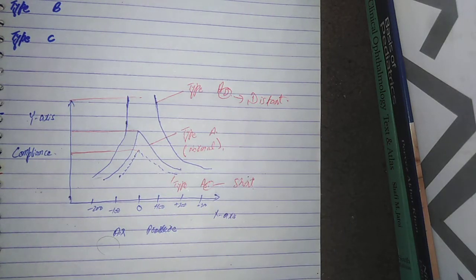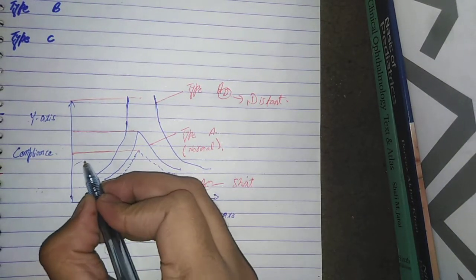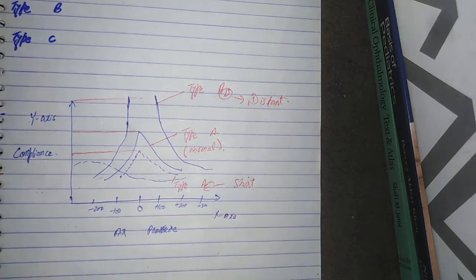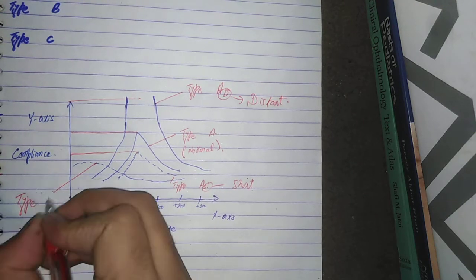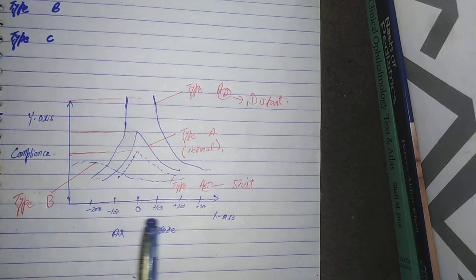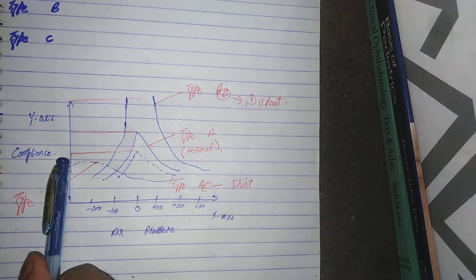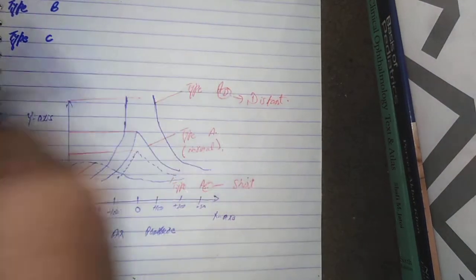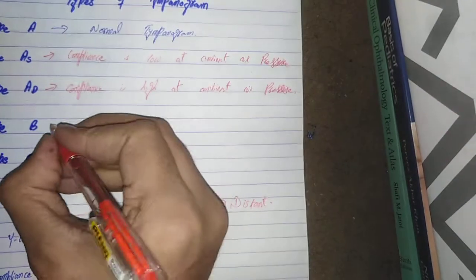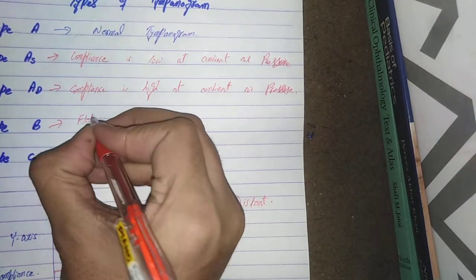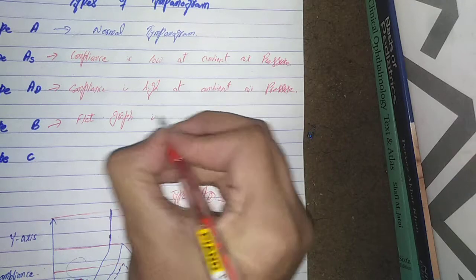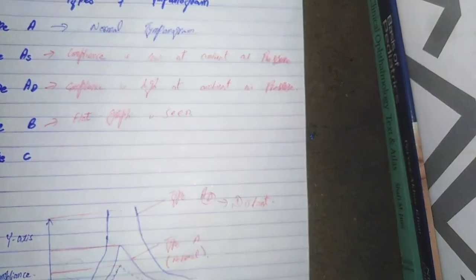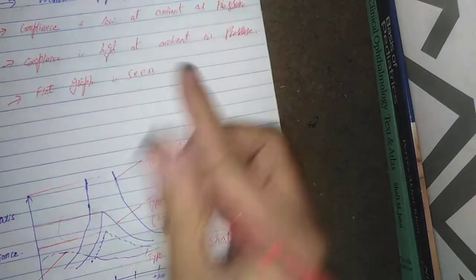Now I will draw a third type of tympanogram. This type of tympanogram is type B. In type B, you can see there is a flat type of curve, a flat graph is seen. And you can see that there is no change of compliance.